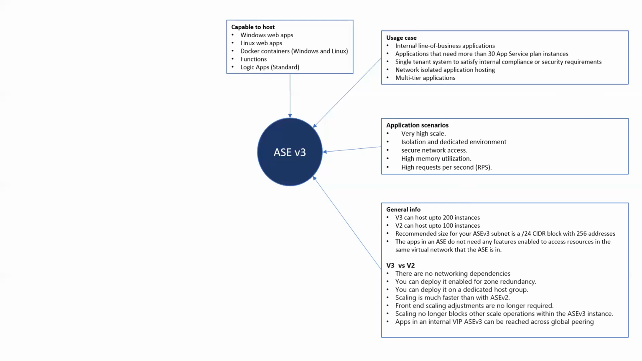The recommended size for the App Service Environment subnet is a /23 CIDR block, so that you will get at least 256 address spaces.